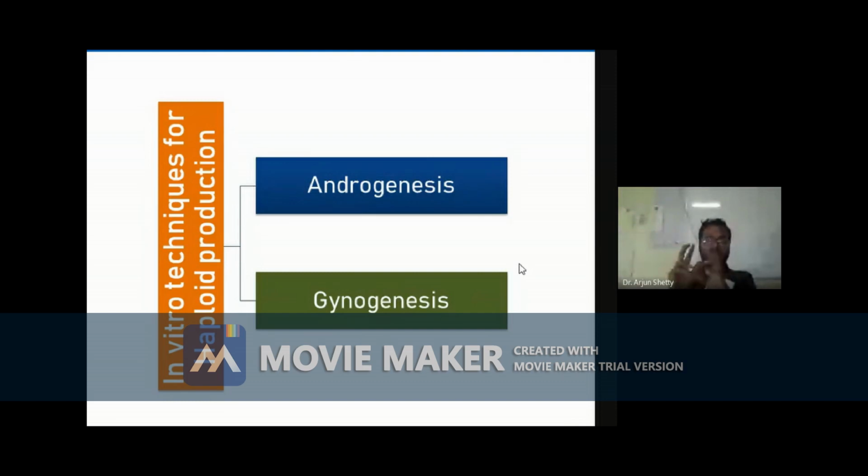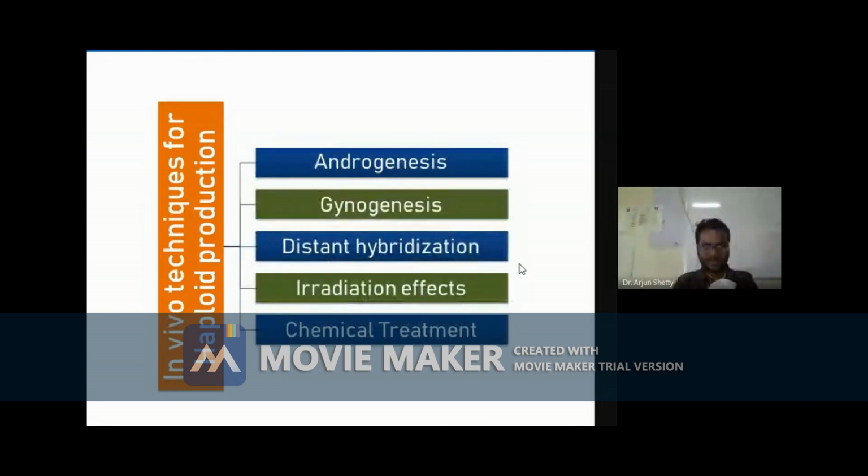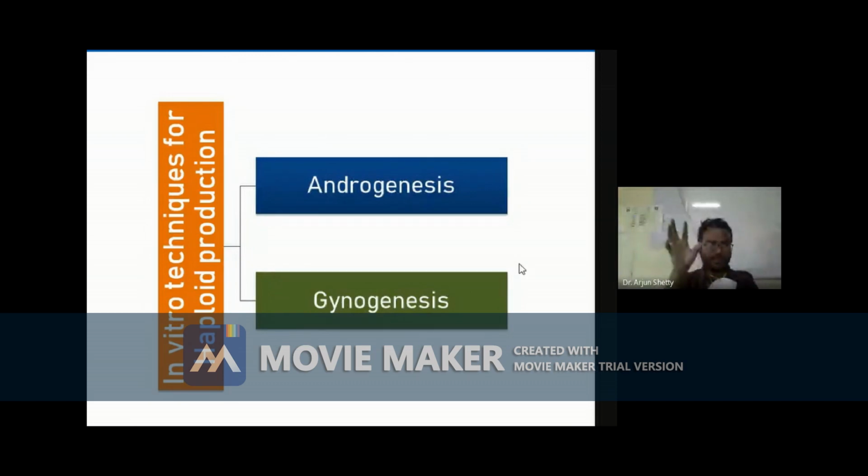Only these two possibilities. If you want a male haploid plant, you can depend on androgenesis, and if you want to produce a female haploid plant, then you have to depend on gynogenesis. There are only two possibilities in vitro. What happens in vivo? The plant is already available, so by using distant hybridization, or by irradiation or chemical influence, we can make the plant haploid. Because the mother plant is already available, we can convert the diploid plant into a haploid plant.